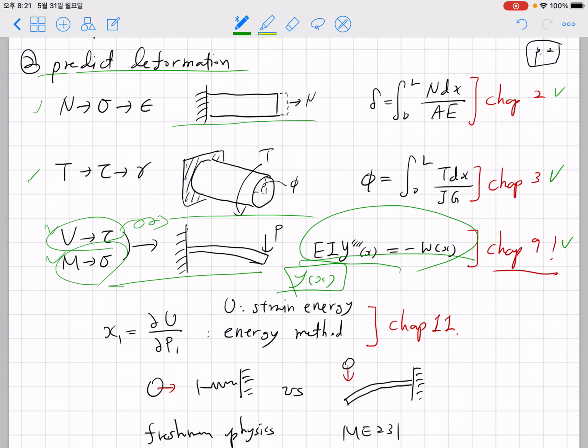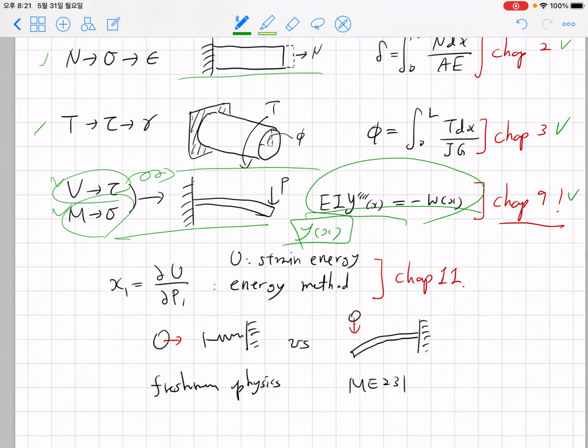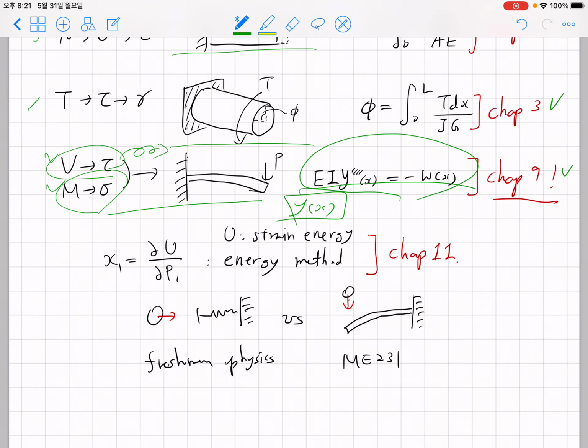Okay, so in this chapter, which is the energy method chapter, what we're going to do is the following. We're going to do something similar to what we did back in freshman physics. Back in freshman physics, we also learned that displacement can be obtained from partial differentiation of some potential energy. The potential energy in our course ME231 will be strain energy. So out of the partial differentiation of strain energy, we will be able to obtain the deflection.